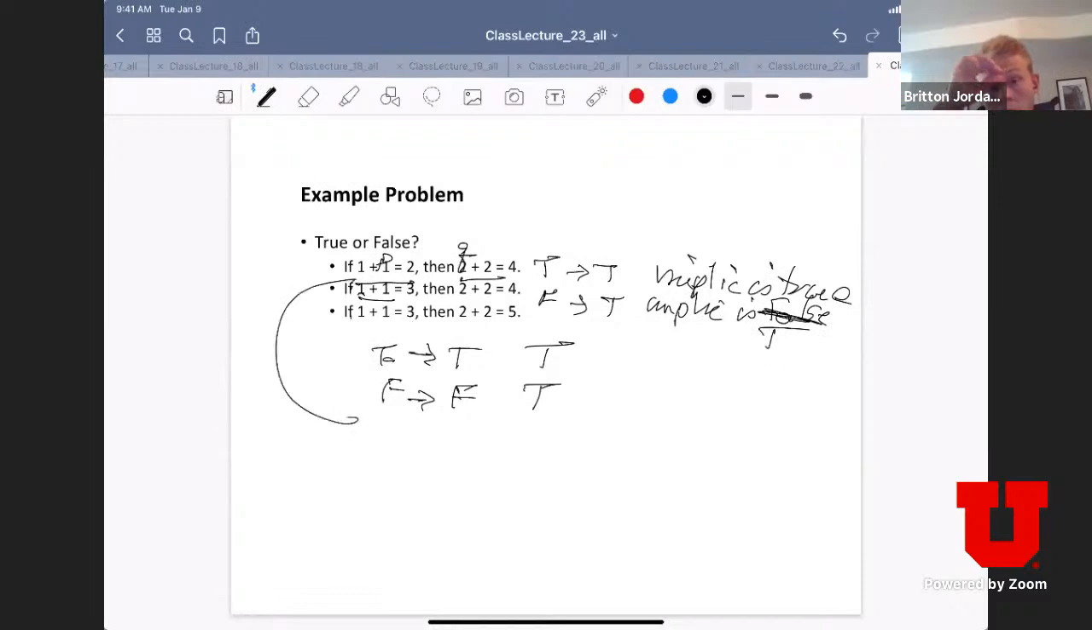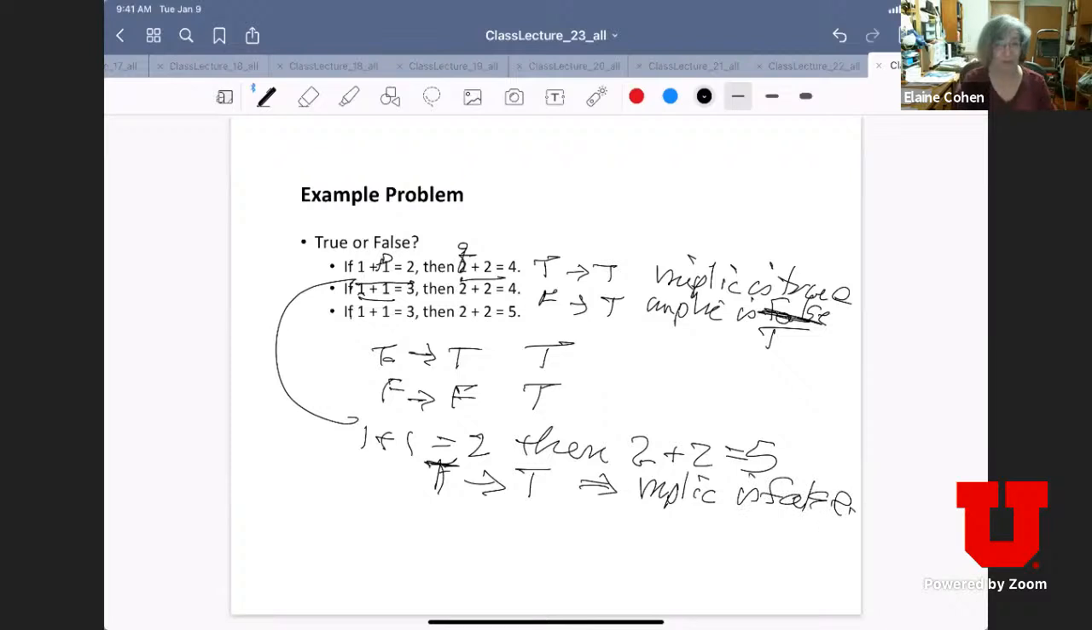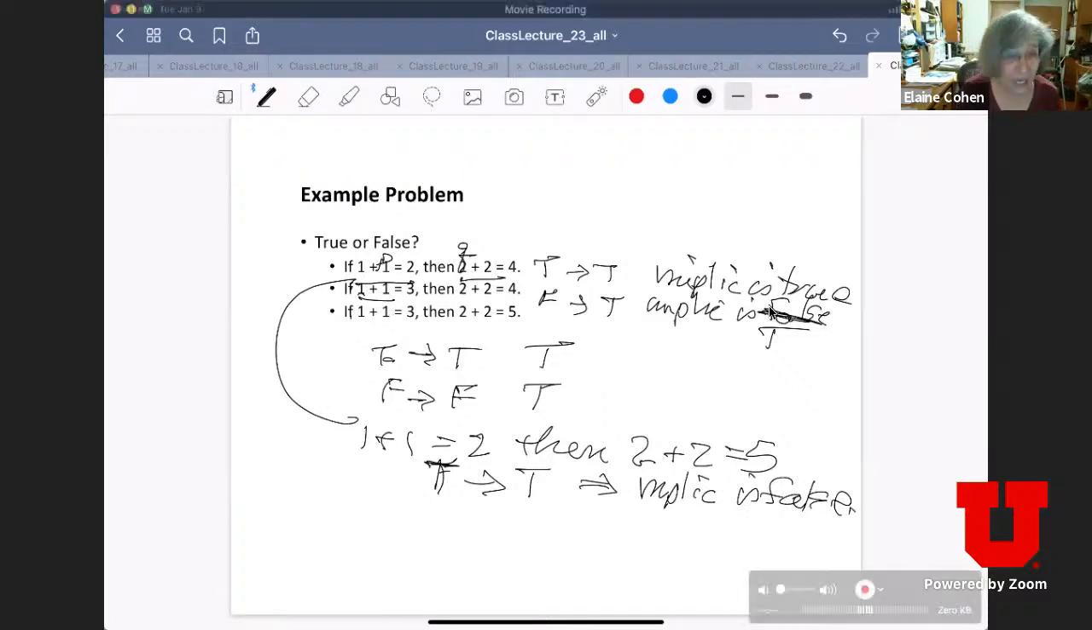That's what happens. If 1 + 1 = 2, then 2 + 2 = 5. Okay, so that's true implies it's true, not false implies true. The implication is false. You're right. I only copied down the 3 true ones. Thank you.